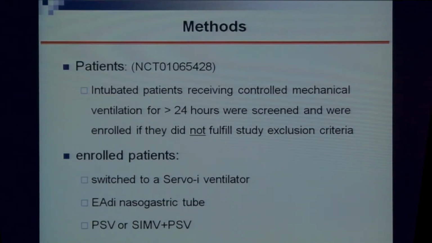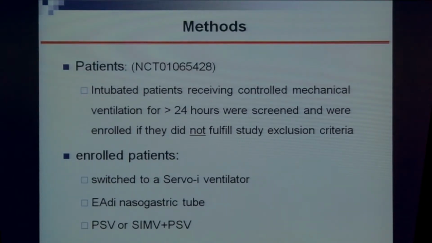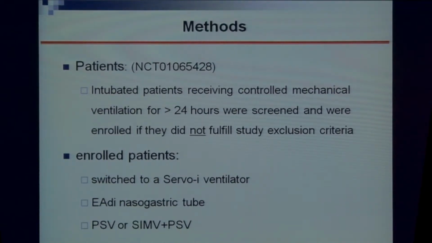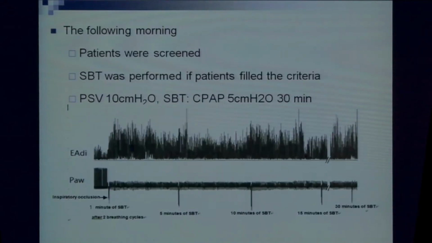So we enrolled patients who were on controlled mechanical ventilation for more than 24 hours and did not fulfill the study exclusion criteria. After enrollment, the patient was switched to a SERVO-I ventilator, and the EDI nasogastric tube was put in instead of the normal feeding tube, and the patient was ventilated with pressure support mode or NAVA plus pressure support mode before the protocol start.